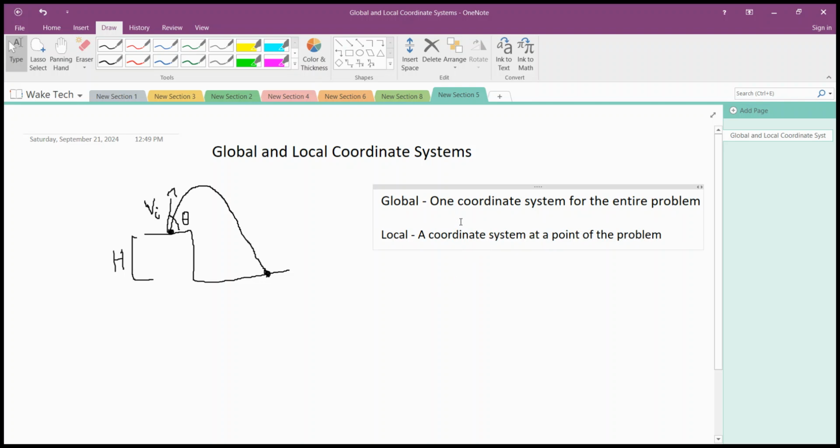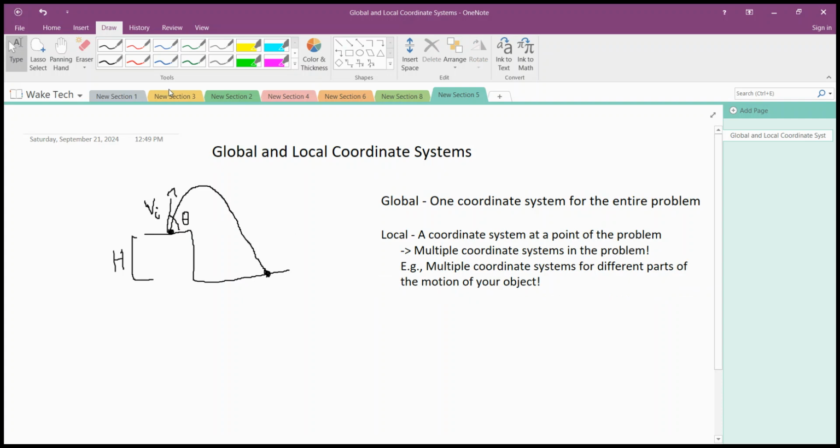Whereas by a local coordinate system, I mean a coordinate system that exists at just one point of your problem. In fact, you could place a coordinate system wherever you wanted. You could place one here, you could place one here. You could have so many coordinate systems if you wanted. At each point of the motion, you could have another coordinate system. So a local coordinate system means that you have multiple coordinate systems in the problem. For example, you might have a coordinate system for one part of your object's motion and another coordinate system for another part of your object's motion.